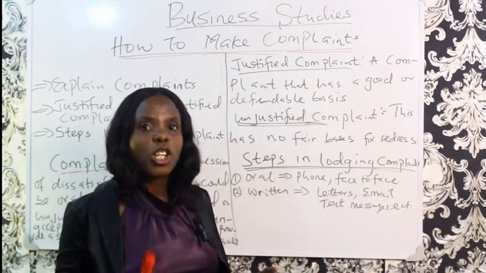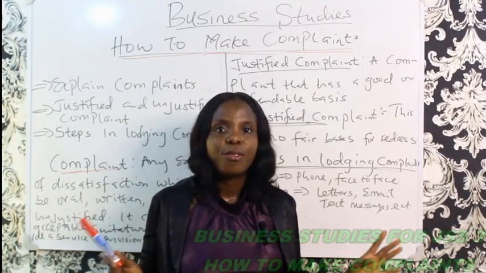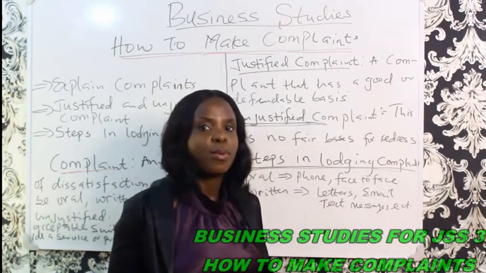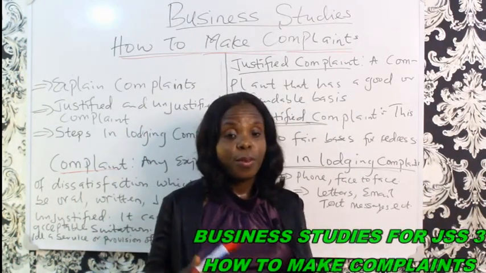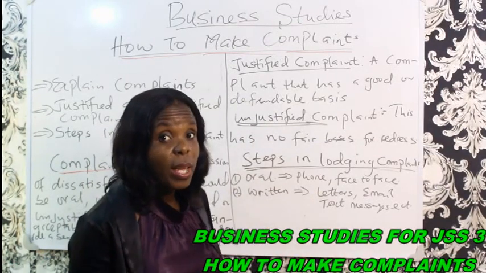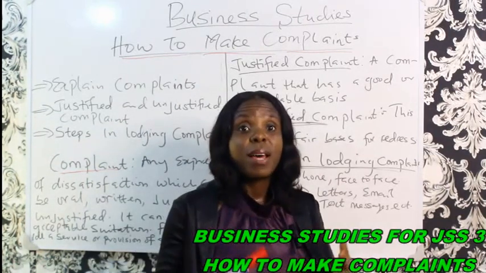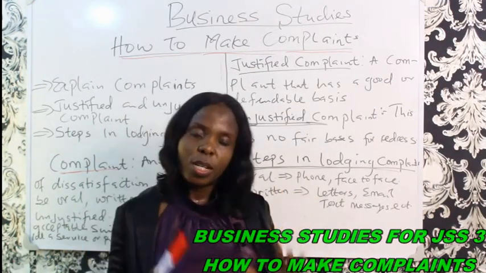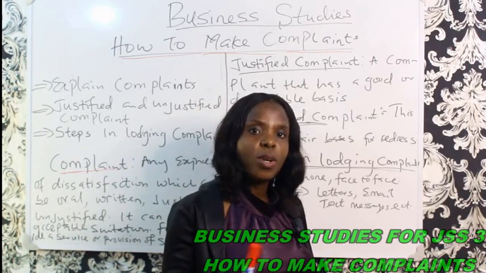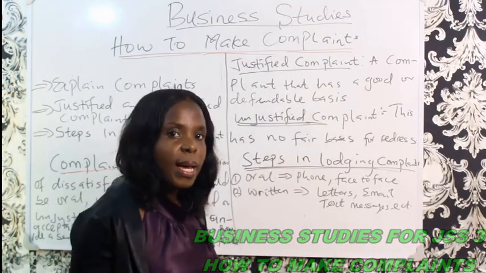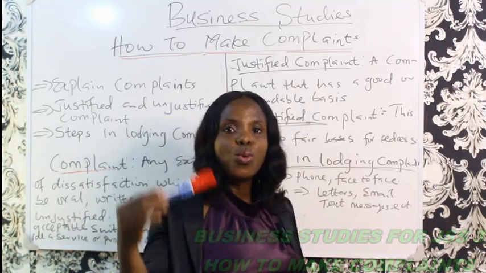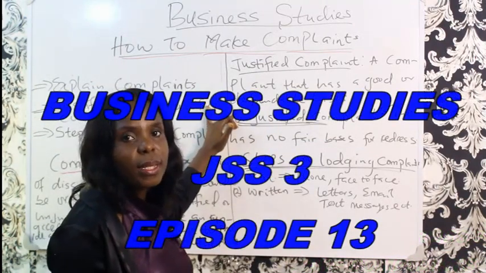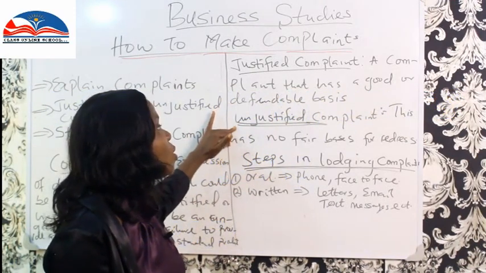In business, make sure that you don't give misleading information or deliver below standard as much as possible. There are a lot of hiccups that can happen on the way. There are a lot of gaps that might happen along the way. Then make sure as much as possible to be transparent enough, deliver according to specification, and let your product be of good standard. That's a justifiable complaint. Now we'll go to unjustified.